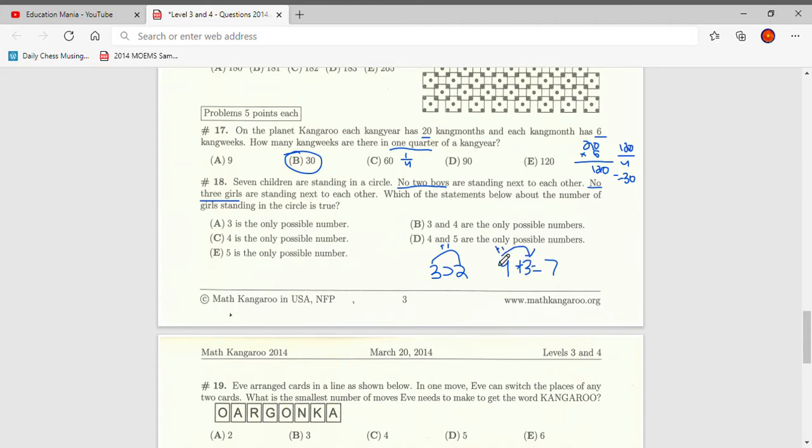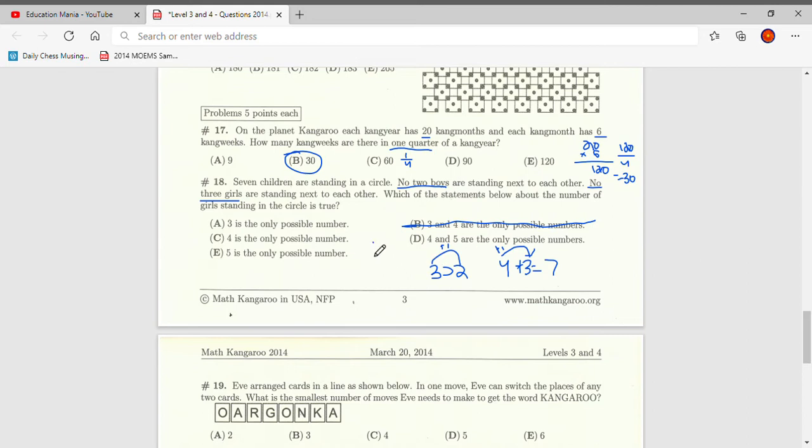So that means the answer is C, but it could be D or B. But we can rule out B because, as I said, girls have to be greater no matter what. So C or D. And let's try 5 girls. 5 girls, it can't be it because that would force us to have 3 girls together no matter what.